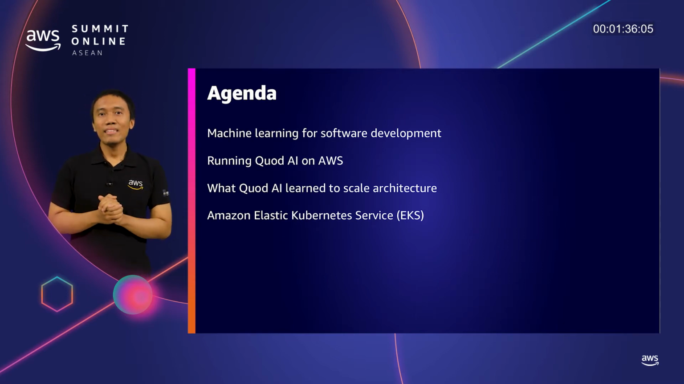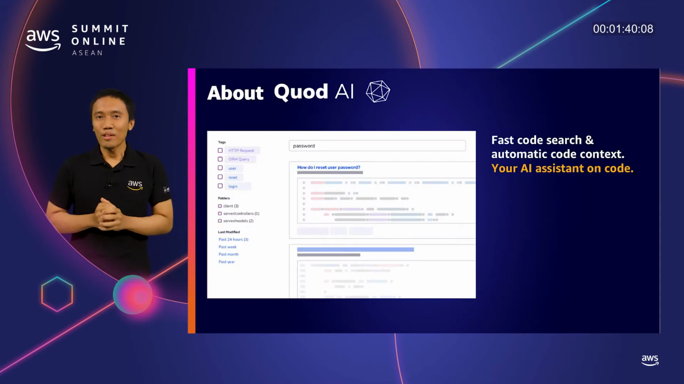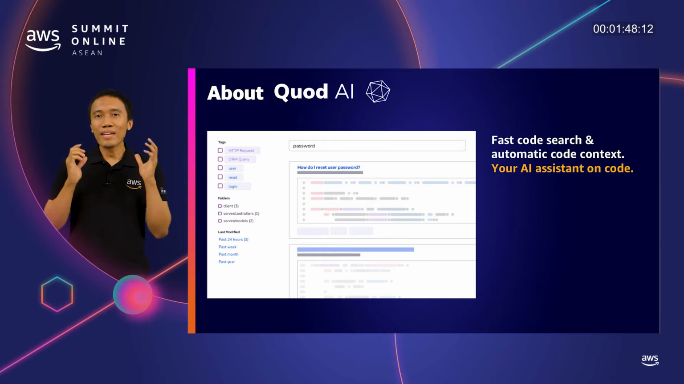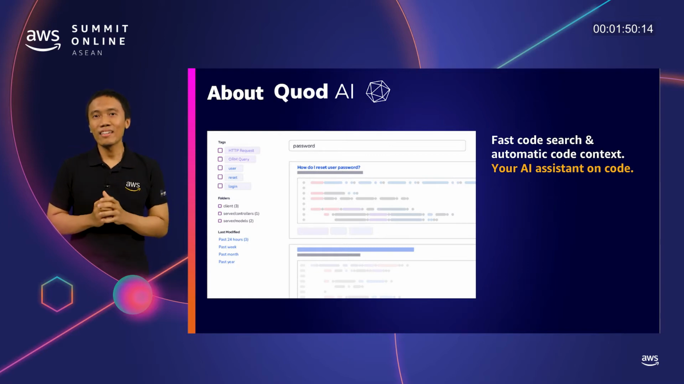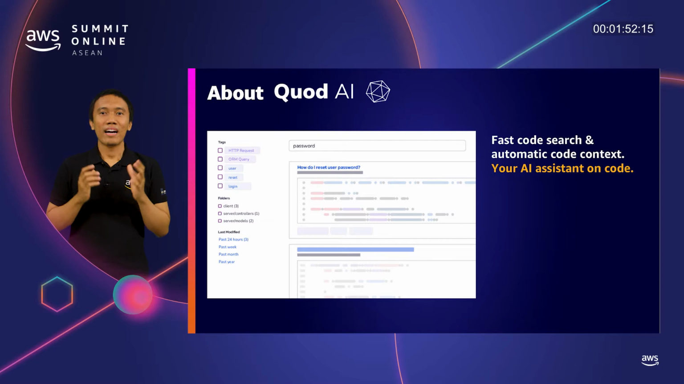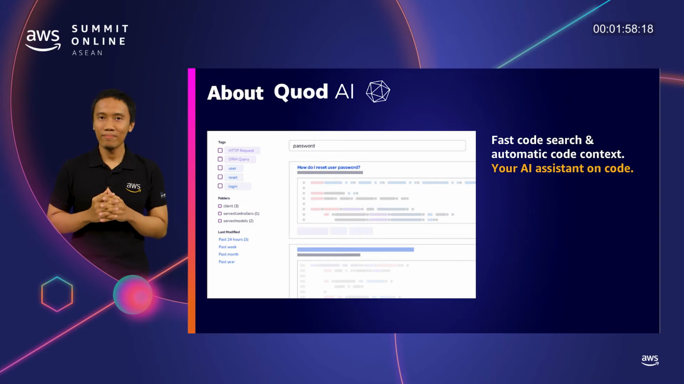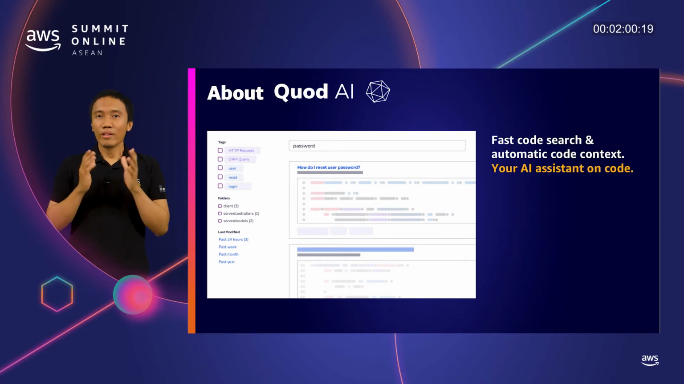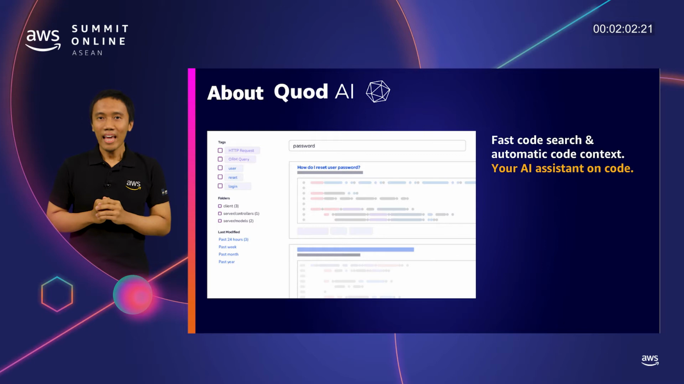Let me first introduce you to Quod AI. If you're a developer yourself, or if you are running a development team, you may contemplate at one point, thinking that, wouldn't it be nice if I can do an intelligent search on my code base, find the relevant code chunk, and figure out who I can approach to get more information on the code chunk. We call this your AI assistant on code. And this is what Quod AI provides.